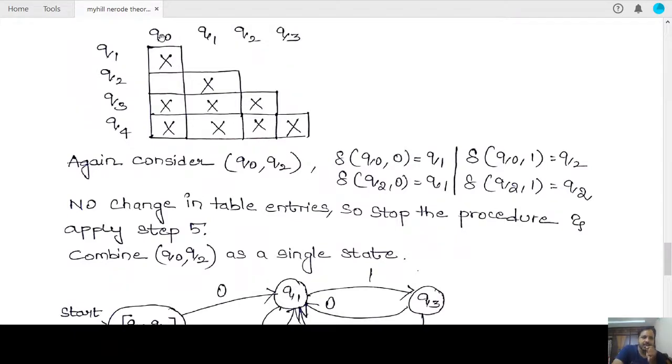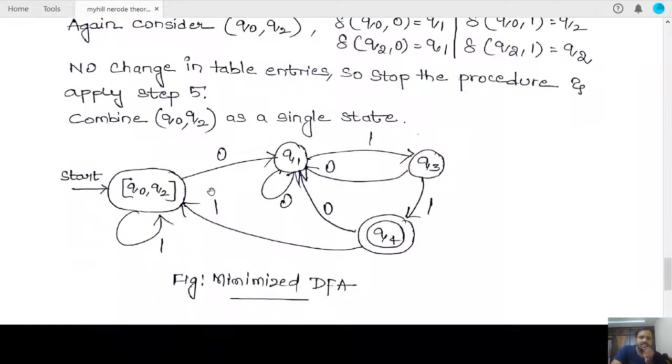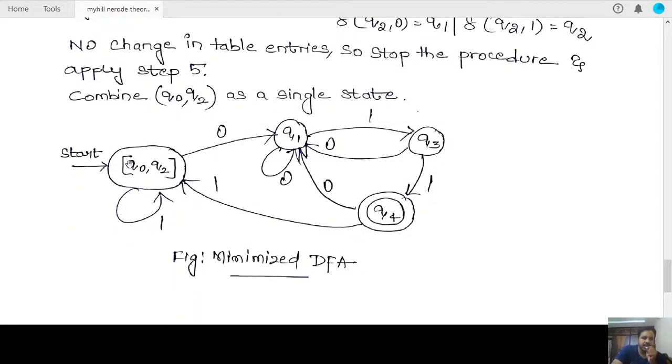So what is unmarked cell? We are having Q0 Q2, or you could consider it as Q2 Q0. So we are having the unmarked cell, that is Q0 Q2. So we have to merge these two states as a single one, right? You will get the state Q0 Q2 as a single one and remaining states as it is. So construct the minimized DFA by merging the unmarked states as a single state.